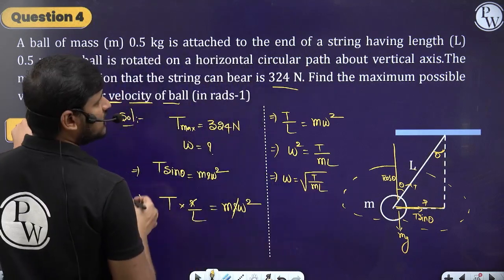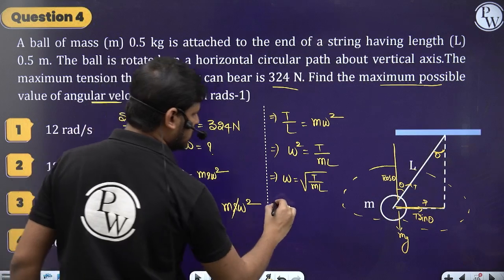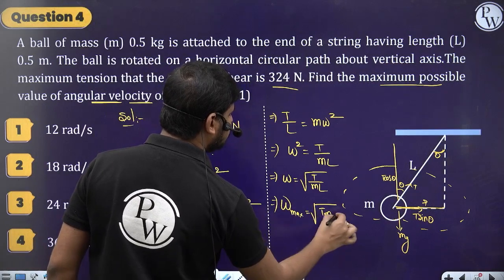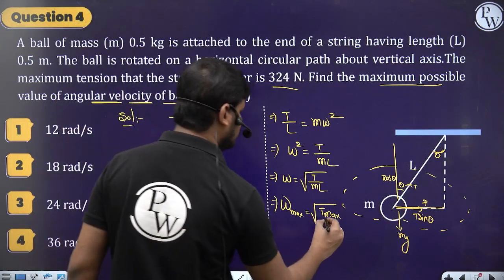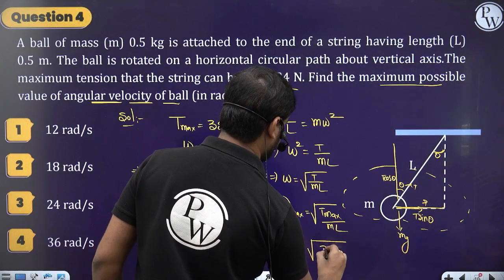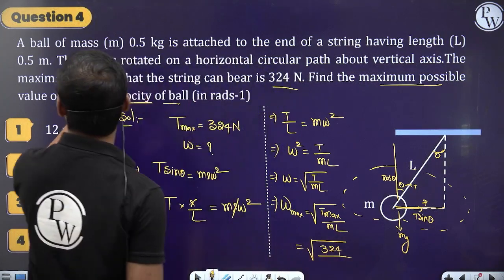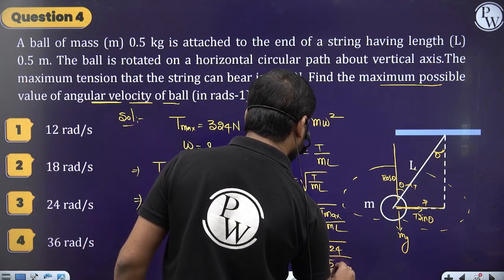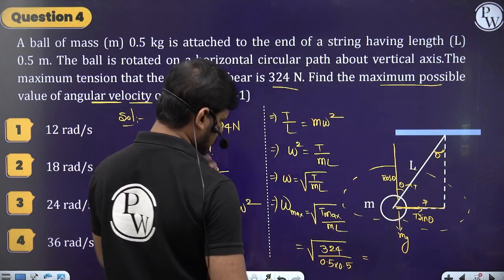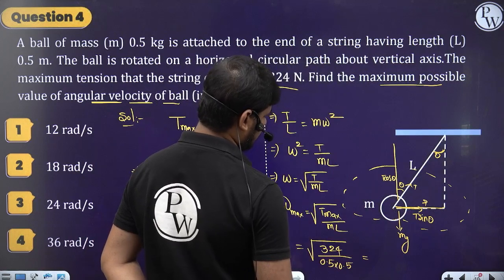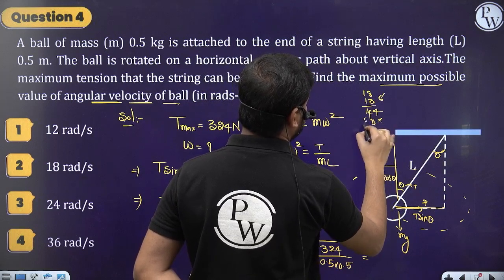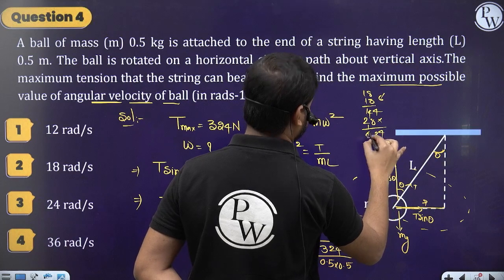Here they are asking what is the maximum possible value of angular velocity, so we have to find omega max. Omega max will be equal to the square root of, if omega is maximum, the tension should be maximum, right? So take the T max value by m into L. So the square root of, what is the maximum tension? 324 by the mass is 0.5 and length is 0.5, so 0.5 into 0.5.